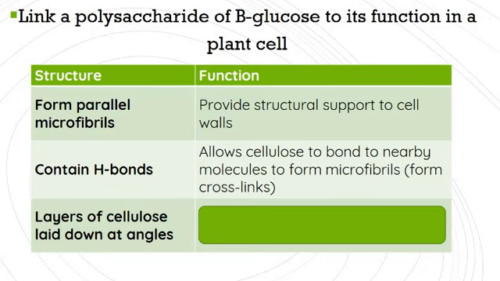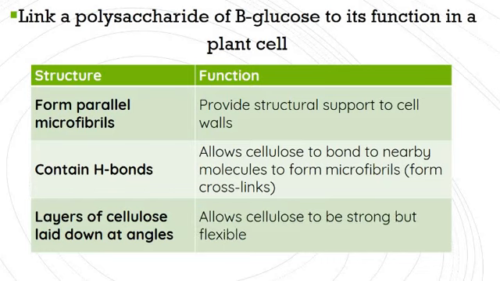Next, we are looking at the fact that they're laid down at angles, and this is going to allow cellulose to be strong but flexible. If you imagine the grain of wood, if everything is running one direction and you cut it in the middle, then you'll make a nice break point. But where your cellulose is laid down, let's say you have some going in this direction and some going in the top over it, here now it has a bit more flexibility to be bent, but still retain its structure.